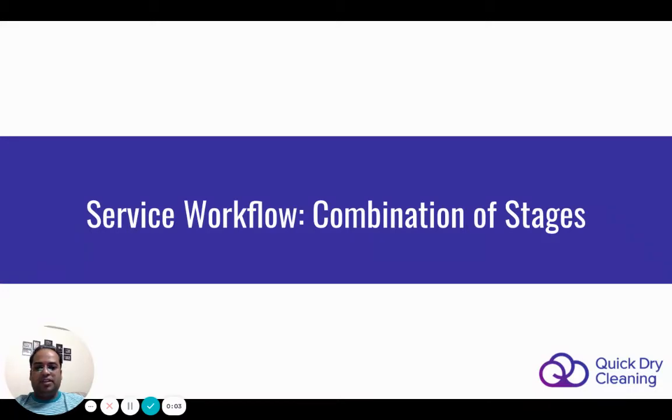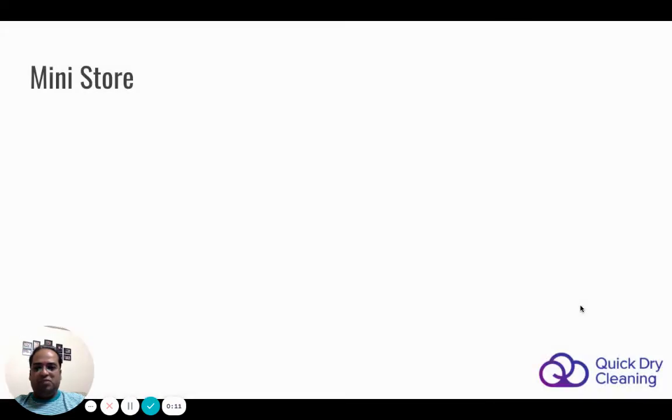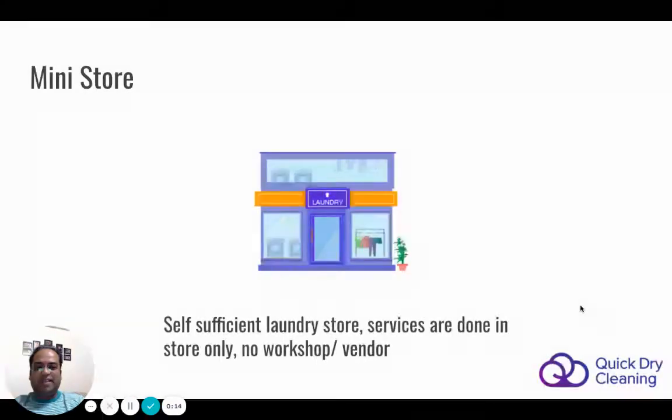In this tutorial, we will understand how to use a combination of garment stages in service workflow. For example, you may have a mini store, which is a self-sufficient store. All services are done in store, no workshop or vendor is involved, or no garment is sent for processing outside, or maybe you do not want to track any garment stages.